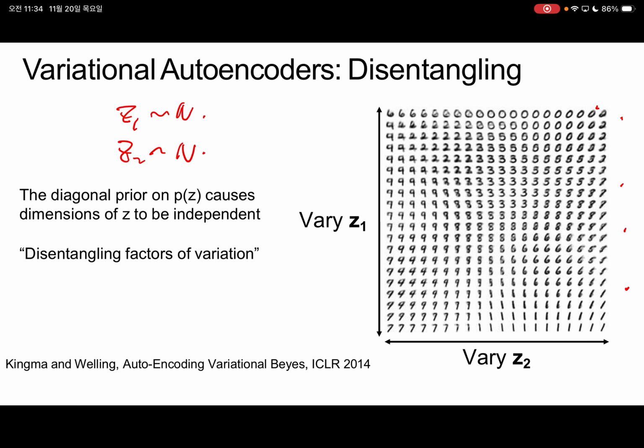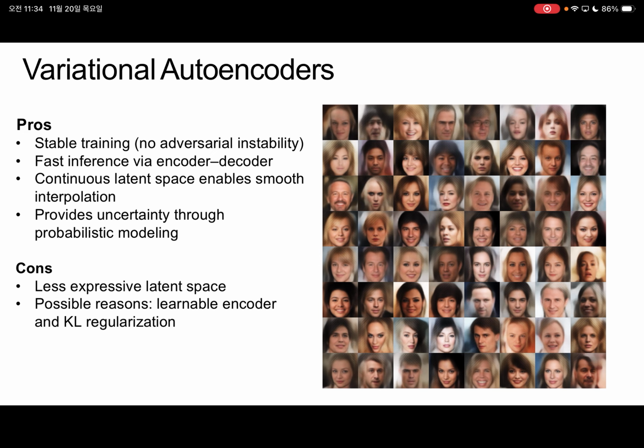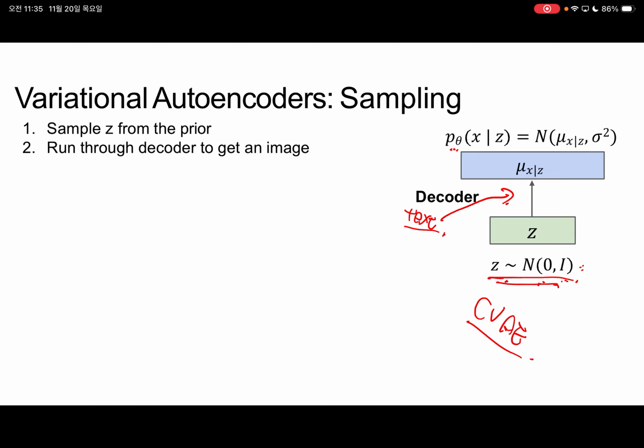The good point of the variational autoencoder is that training is very stable and very easy, not very difficult actually. In particular, there's no adversarial instability. We will learn adversarial training in the next class. Training is very stable and easy. Inference is fast with the encoder and decoder. Especially when generating something, we only need to randomly sample Z and simply pass it through the decoder in a single forward pass. That's enough.